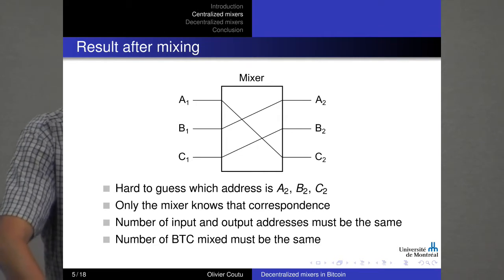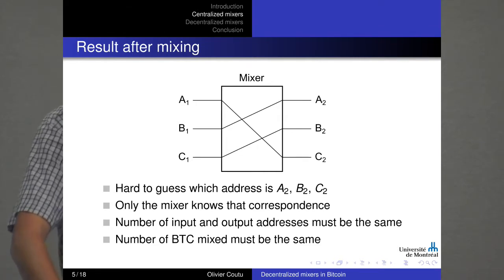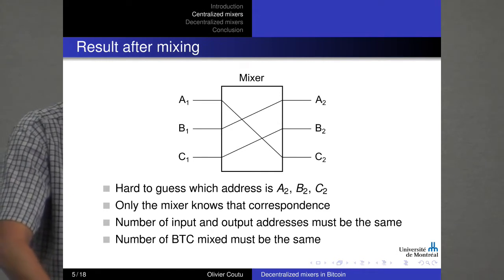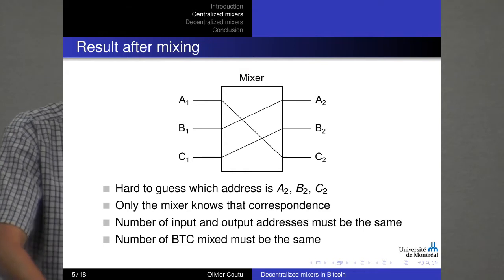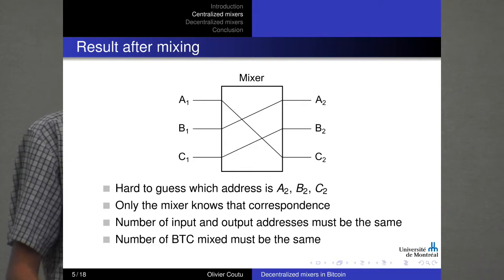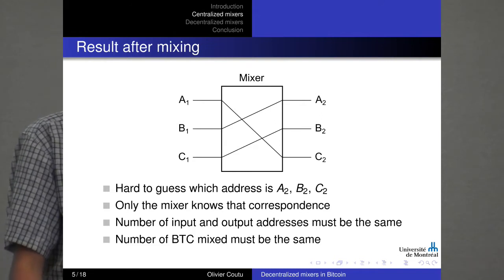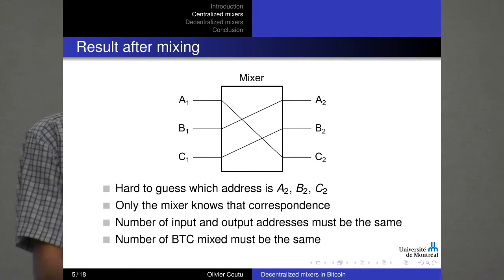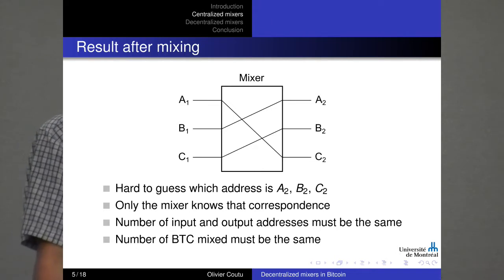Of course, three addresses like that is very insufficient. We would expect dozens or even hundreds of people to participate in such a mixing transaction. Now you have to realize here that the mixer did create this permutation, this mix, and thus knows the correspondence between the addresses of each of the parties. So it would be able to de-anonymize every party there.